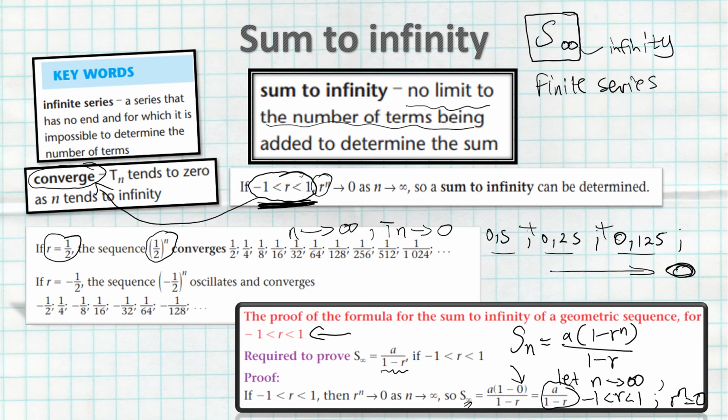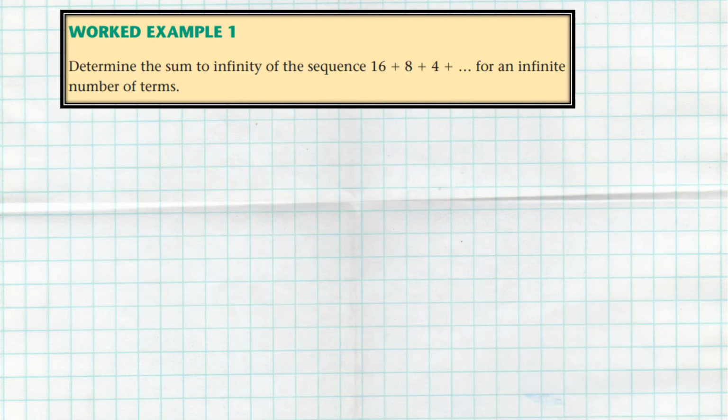Okay, let's take a look at an example to really show you how you can calculate this sum if they give you one. Worked example 1, sum to infinity. Determine the sum to infinity of the series 16 plus 8 plus 4. You can see the 3 dots there. They are saying they are summing up to infinity, right? Like we said, the terms there are of a geometric series, not an arithmetic series.